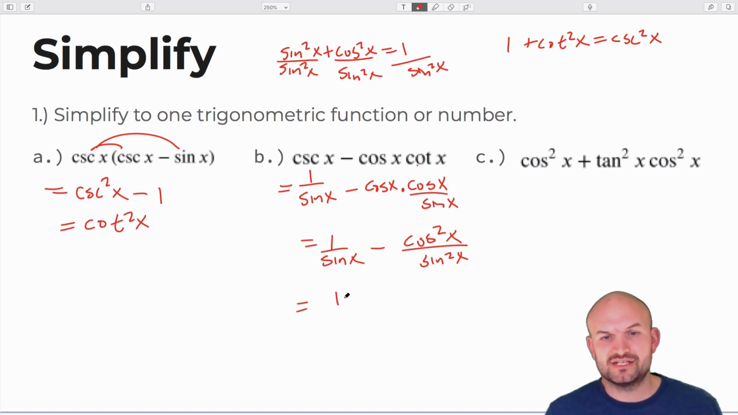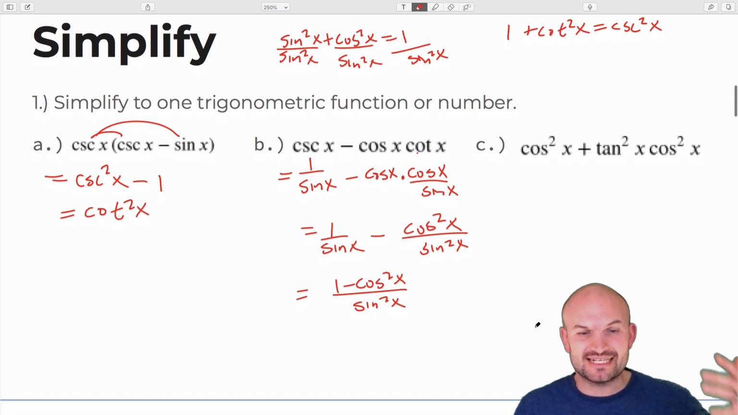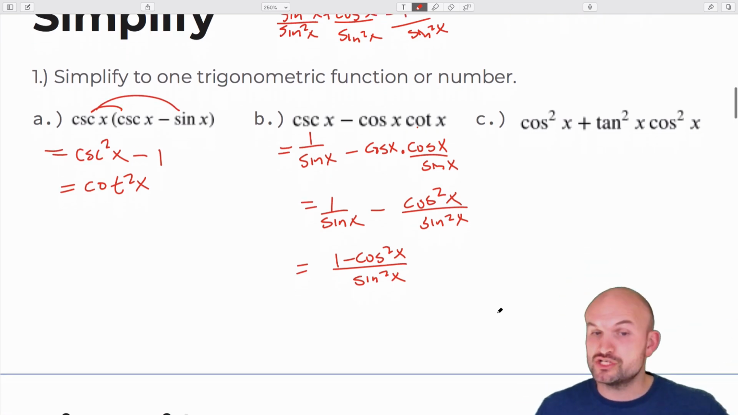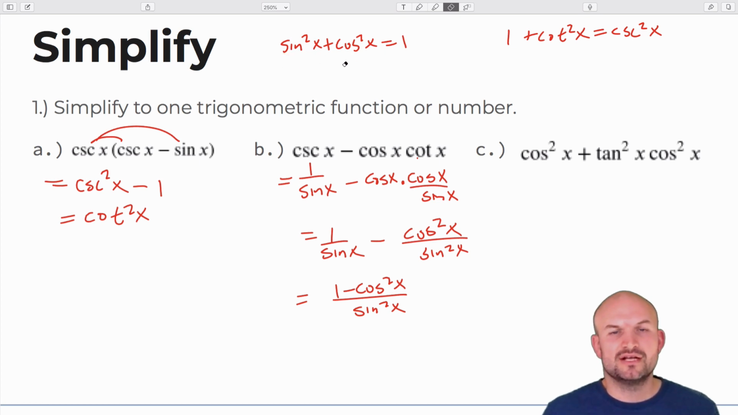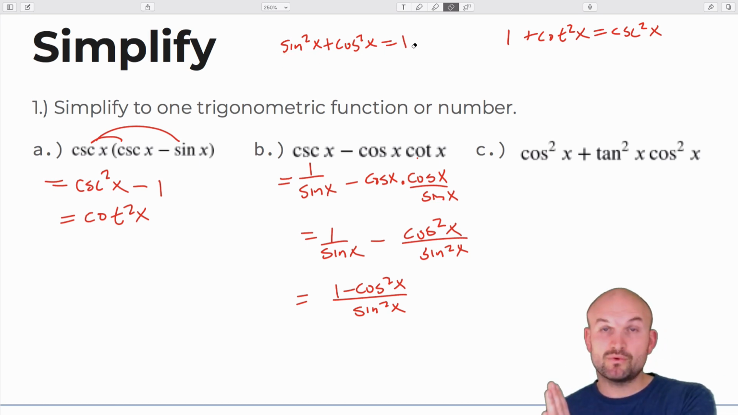So therefore, I can just rewrite this as 1 minus cosine squared of x all over sine squared of x. Now again, that still is not one single trigonometric function or number. But looking up here, I realize if I subtracted a cosine squared of x to the other side, I would have 1 minus cosine squared of x, and that's going to equal sine squared.